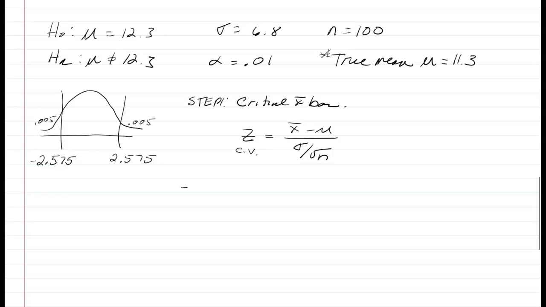So for the first one, I'm going to use the negative 2.575. X bar is what we're looking for, so that stays x bar. For step one, you use the mean in the original hypothesis, what we believe to be true, that 12.3, not the true mean yet. We get to that in step 2. Over sigma was 6.8 over square root of 100. Remember, this will give us that mean that represents the cutoff for rejecting or not rejecting.